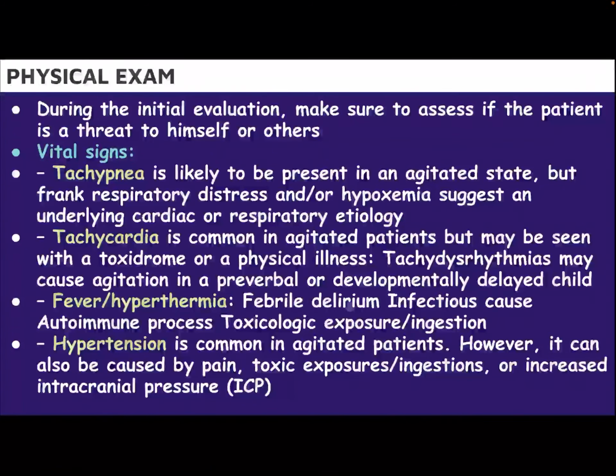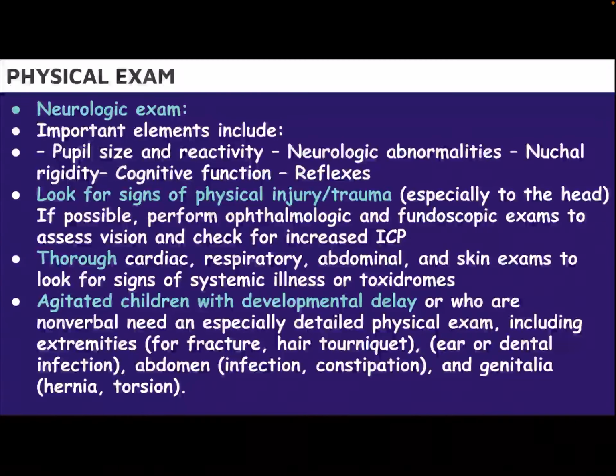Fever or hyperthermia: febrile delirium, infectious cause, autoimmune process, toxicological exposure, ingestion. Hypertension is common in agitated patients. However, it can also be caused by pain, toxic exposure, ingestion, or increased intracranial pressure. Neurological examination. Important elements include pupil size and reactivity, neurological abnormality, nuchal rigidity, cognitive function, reflexes. Look for signs of physical injury, trauma, especially to the head.